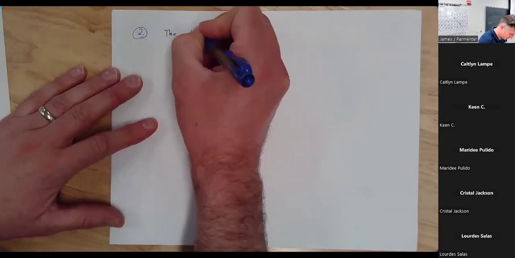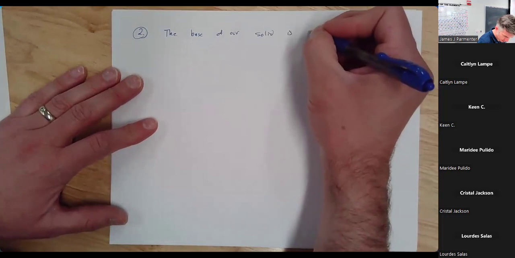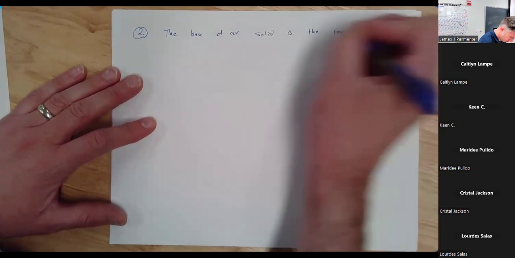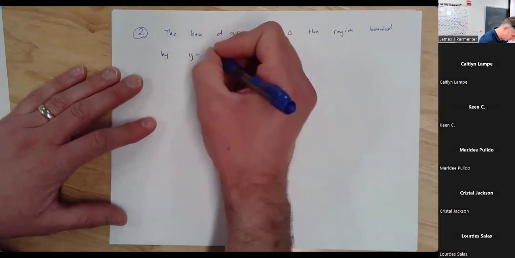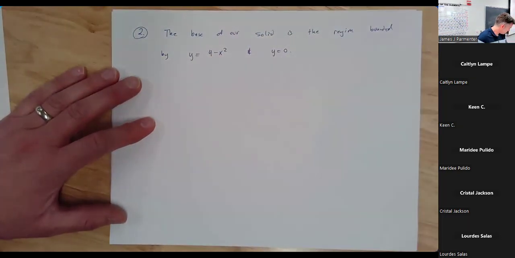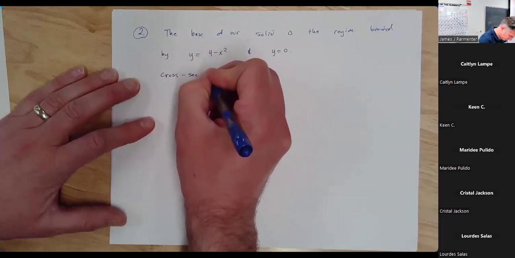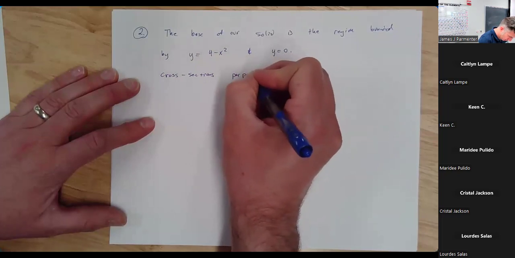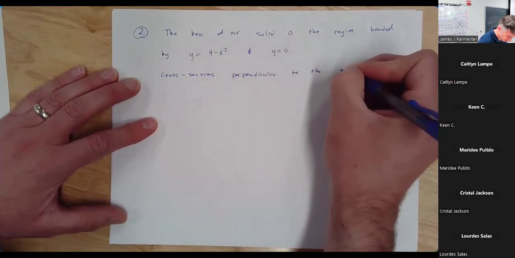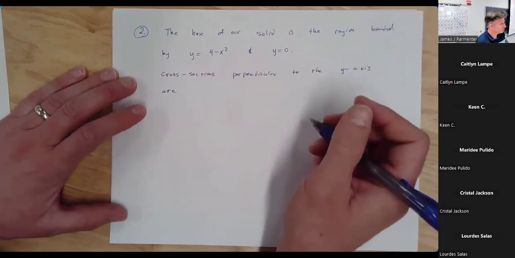The base of our solid is the region bounded by y equal to 4 minus x squared and y equal to 0. Cross sections perpendicular to the y-axis are, let's go, semicircles.